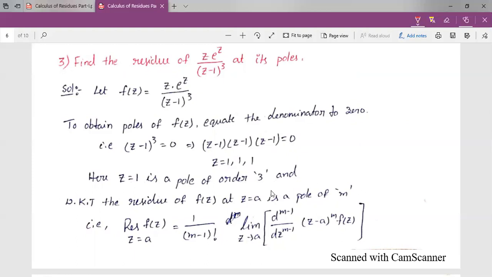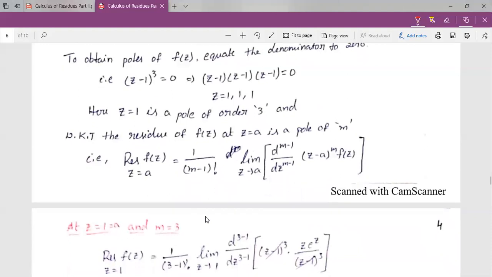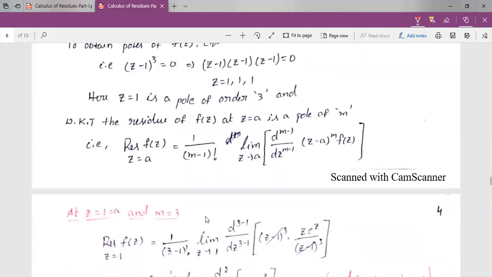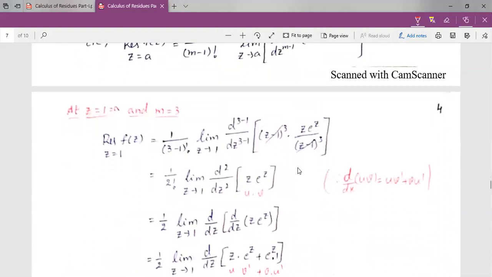order 3. And we know that the residue at a pole of order m is 1 by m minus 1 factorial into limit z tends to a of d power m minus 1 by dz power m minus 1 of z minus a whole power m into f of z. Now we replace z equal to 1 and m equal to 3 in the formula.